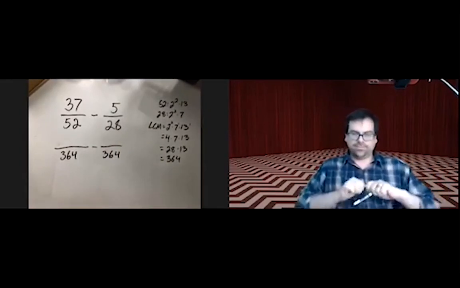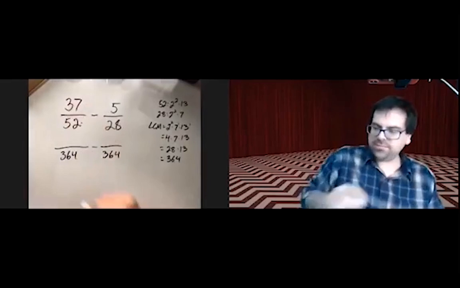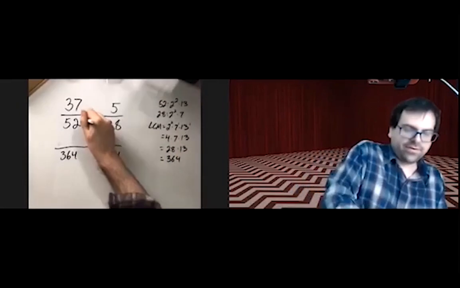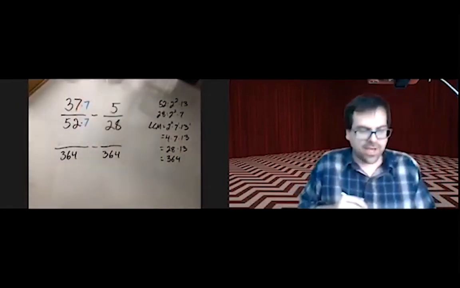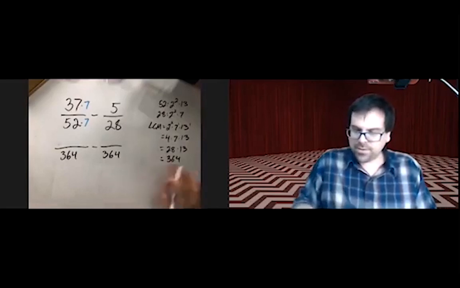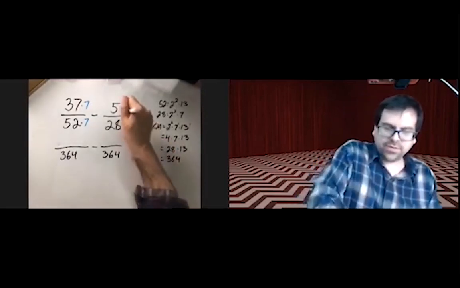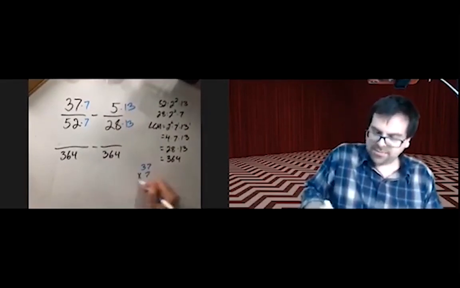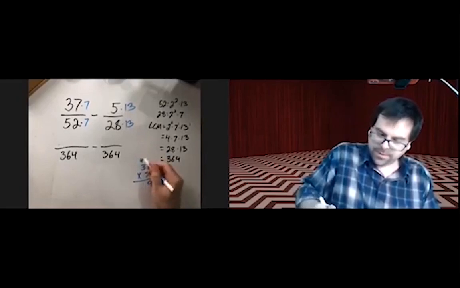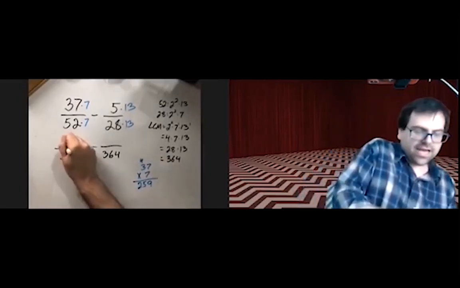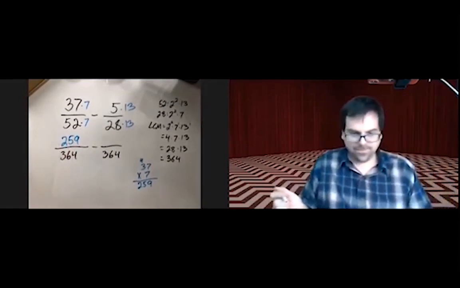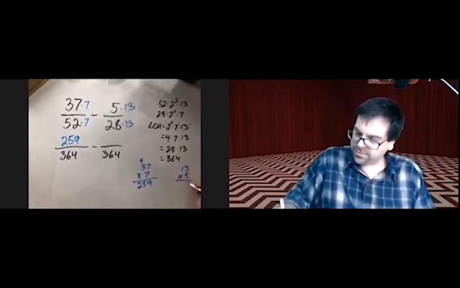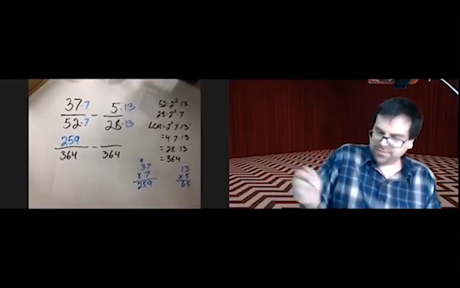How do we get there? 52 times what? Well, 4 times 13 is the 52, so this is times 7. Whatever we do on the bottom, we do on the top. 28 times 13, whatever we do on the bottom, we do on the top. 37 times 7 is 259. 13 times 5 is 65.